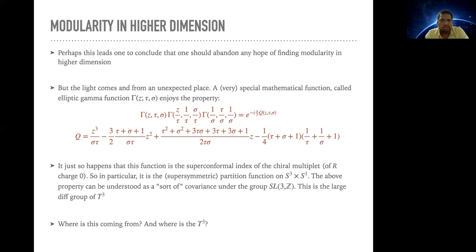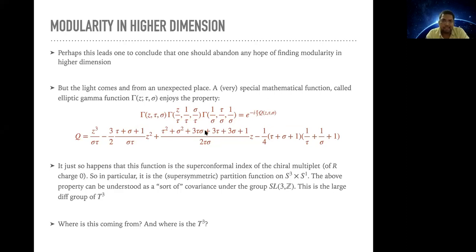Well, there is a hope, and it comes from a very unexpected place. There is a very special mathematical function called the elliptic gamma function, which enjoys the property that I have written here. And it just so happens that the elliptic gamma function is also the superconformal index of a chiral multiplet in four dimensions. In particular, the superconformal index means it's a partition function on S^3 times S^1.